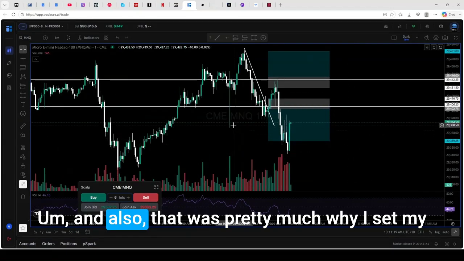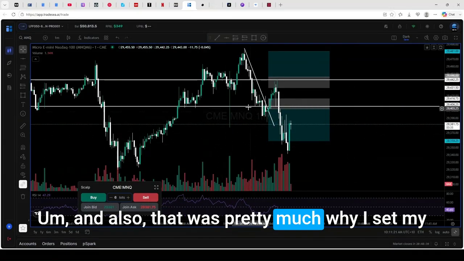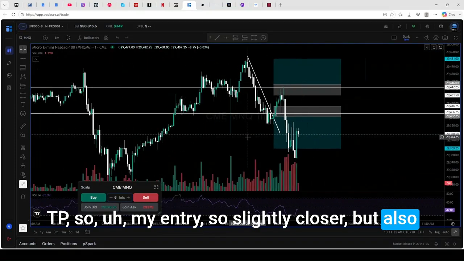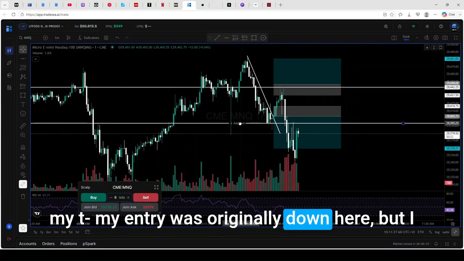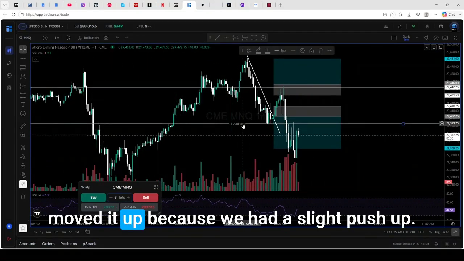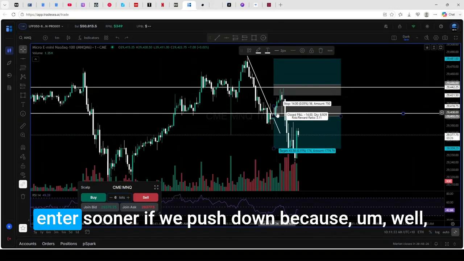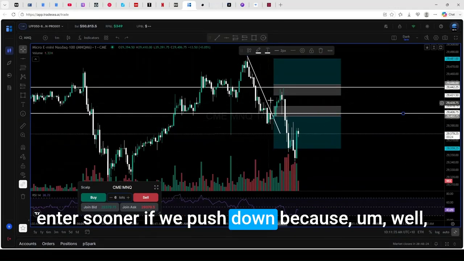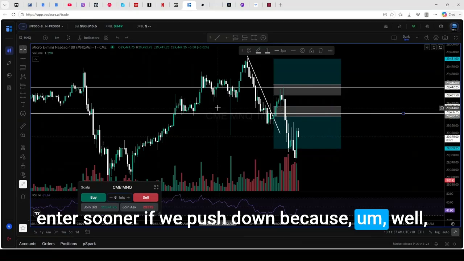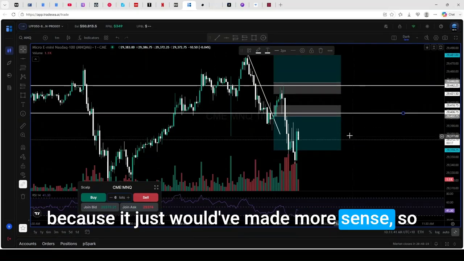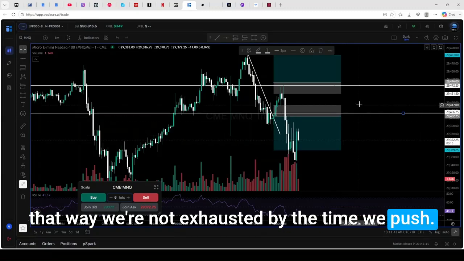And that was pretty much why I set my entry slightly closer. My entry was originally down here, but I moved it up because we had a slight push up. Now that we had a push up, I can actually enter sooner if we push down, because it just would have made more sense. That way we're not exhausted by the time we push.